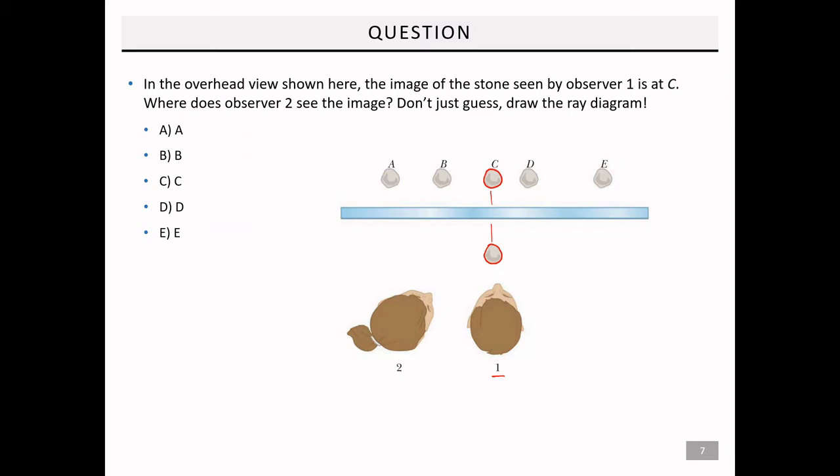Now, when you're thinking about this question, I don't want you to just guess, because although it seems like a simple and straightforward question, oftentimes students will get this wrong. So rather than just guessing, I want you to actually draw the ray diagram using the rock, the mirror, and observer 2. Find the image that observer 2 sees, and I will give you the answer to this in one of our meetings.